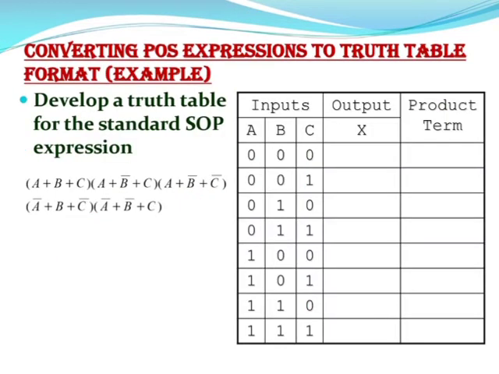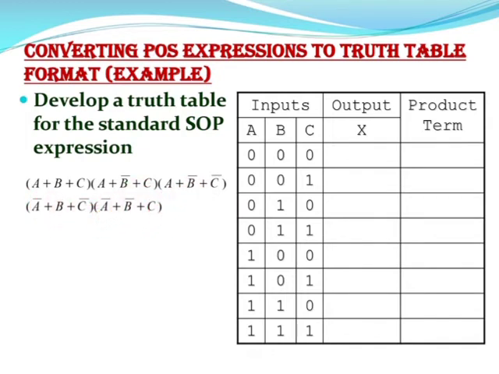Let us do one example. Develop a truth table for the standard POS expression. If it is not standard, first you should make it standard, as we already did. So here it is standard, it has 3 variables, so 8 possible combinations, and the terms are A plus B plus C, A plus B bar plus C, A plus B bar plus C bar, A bar plus B plus C bar, A bar plus B bar plus C.